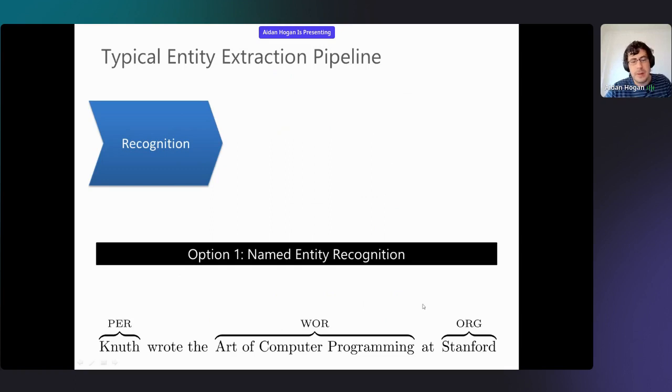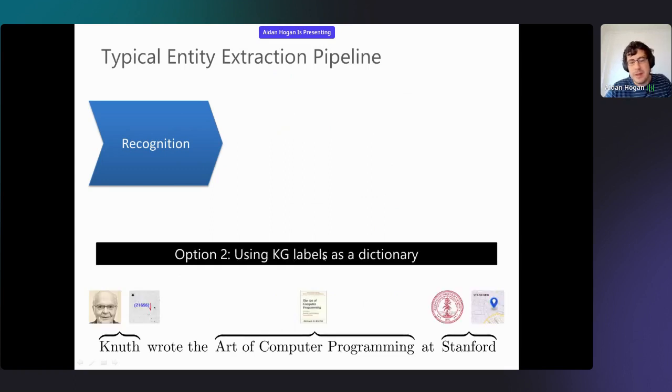Another option is to use the KG labels, the labels in the knowledge graphs of the entities, for example Donald Knuth, whatever it might be, as a dictionary to see where we find some matches in the text. So here we see Stanford, and if we search for Stanford in the labels of the knowledge graph, we might get two options: Stanford University and Stanford, the town or city.